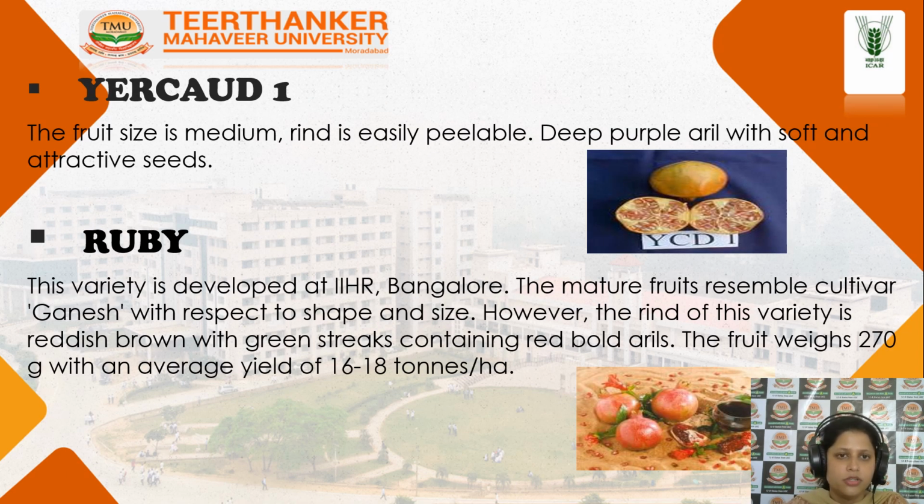Other varieties are Yercaud 1 and Ruby. In Yercaud 1, the fruit size is medium, rind is easily peelable, with deep purple aril and soft, attractive seeds. Coming to the Ruby variety. This variety was developed at the Indian Institute of Horticultural Research, Bangalore. The mature fruit resembles cultivar Ganesh with respect to shape and size. However, the rind of the variety is reddish brown with green streaks, containing red bold arils, as you can see in the pictures as well. The fruit weighs around 270 grams with an average yield of 16 to 18 tons per hectare.